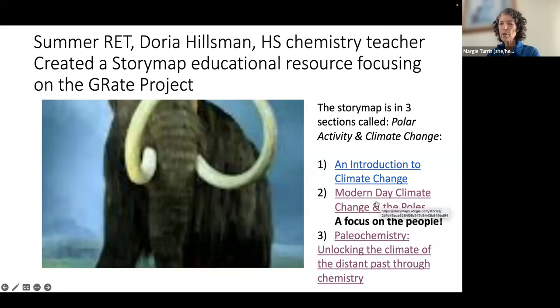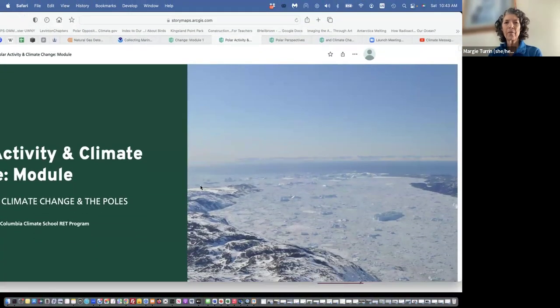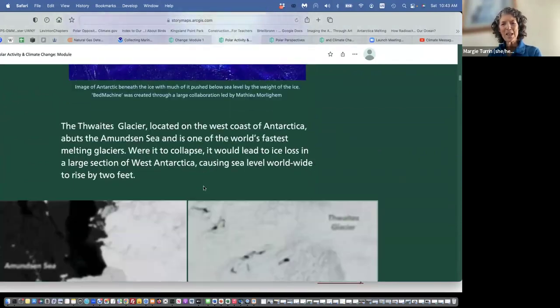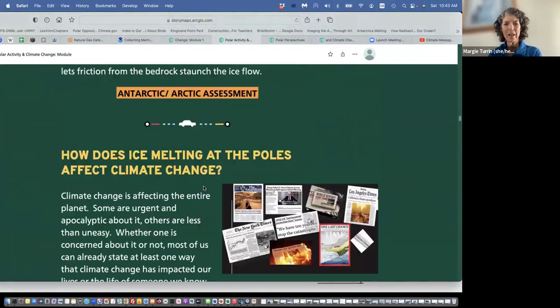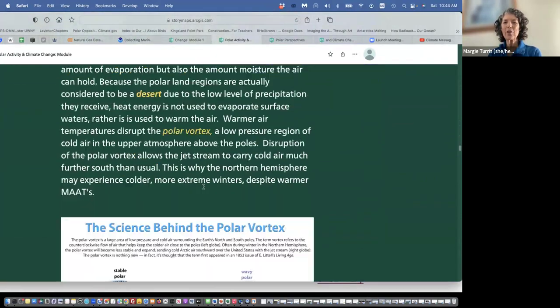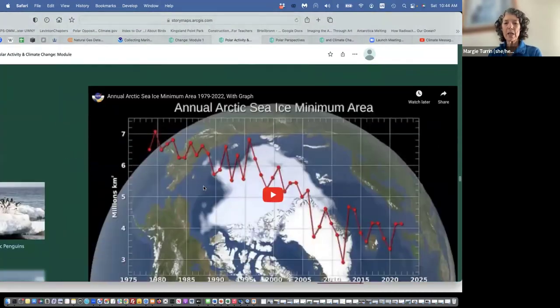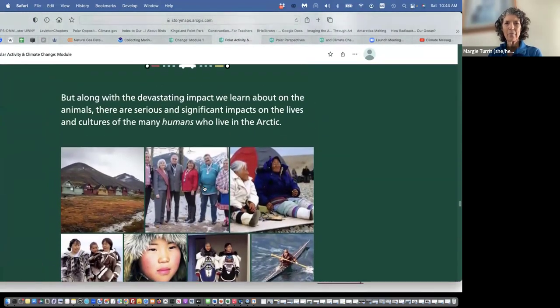So first we'll go to the modern day climate changes on the poles, because she really got interested in the impact on people, which I thought was really interesting and fun. I hadn't expected that she would go into that. I'm just going to zip down until we get there. But she really wanted to make sure that the residents of the Arctic were represented in what she did. So let's see. Here we go.